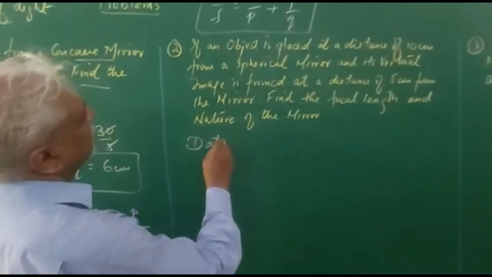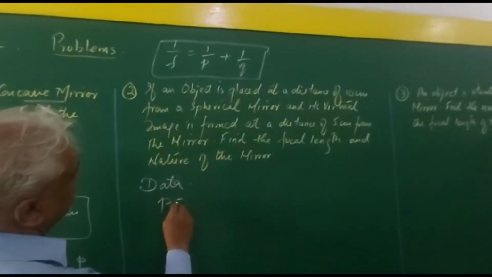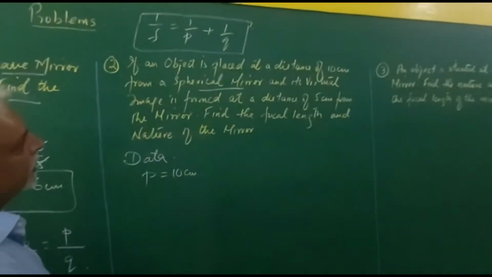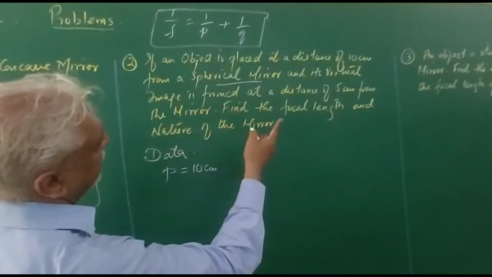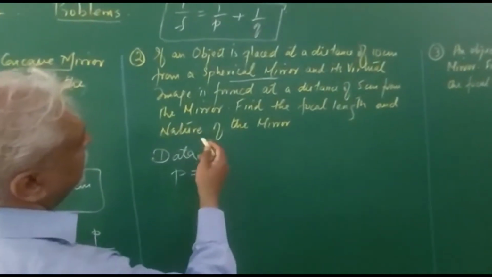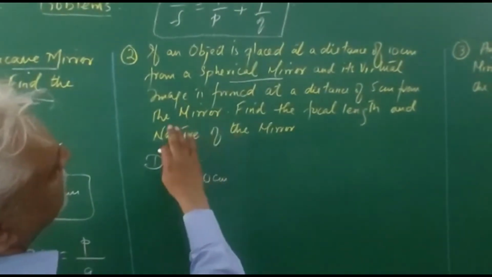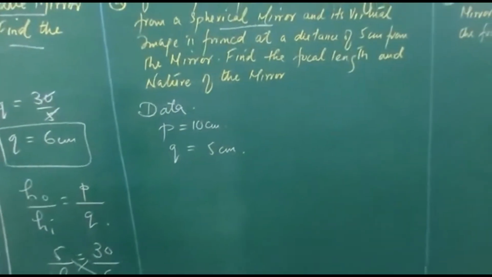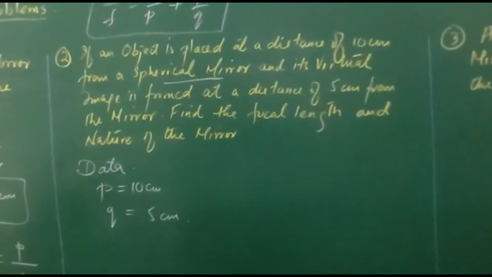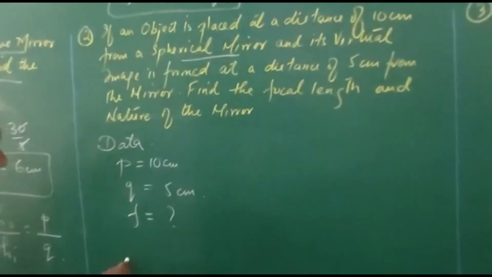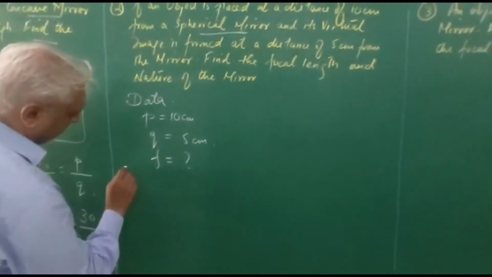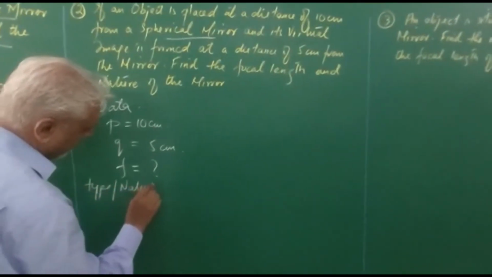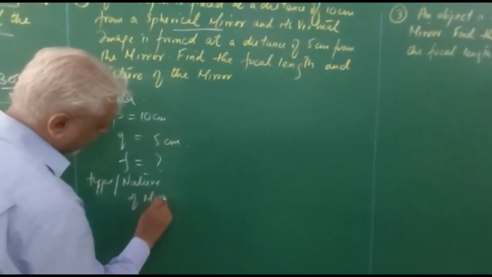It says here that an object is placed at a distance of 10 centimeters from a spherical mirror. We don't know whether the spherical mirror is concave or convex. Its virtual image is formed at a distance of 5 centimeters. Virtual image, Q is equal to 5 centimeters. It's virtual, so Q is negative. Find the focal length and the nature of the mirror. What is the focal length and the type of mirror? Okay, this is what we need to find out.